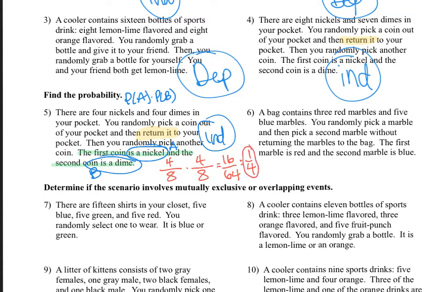So this is my answer. Now, you could also say this is 0.25, okay? But 1 over 4 is what you will see on the quiz. You will see it in fraction form, not decimal form, okay?